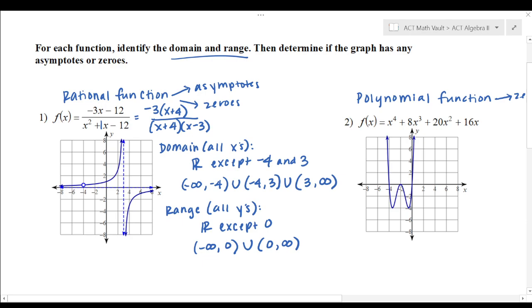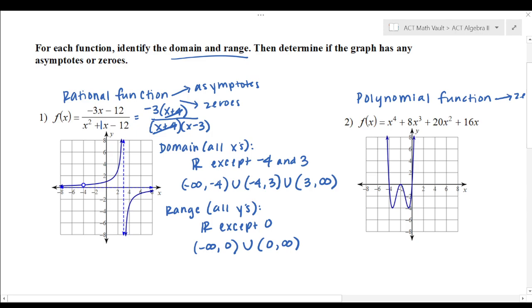Now, one thing that's interesting about this one is there's a hole. I don't expect that you'd see a hole on the test, but I included this just in case. The x plus 4s actually cancel here, and that tells you for rational functions where your hole would be. It's going to be at -4. Then you plug in the -4 to find the y. It's going to be at a point right here on the graph.